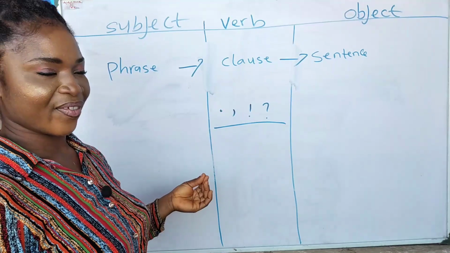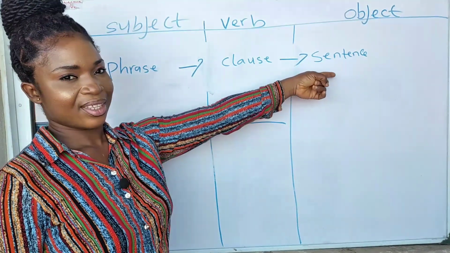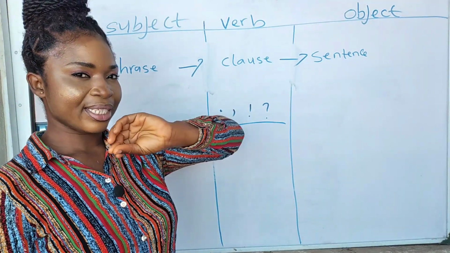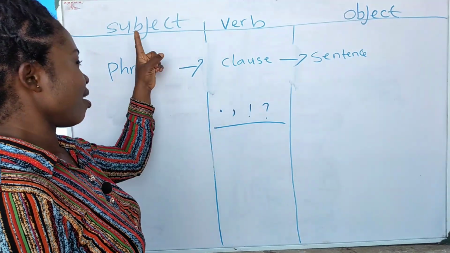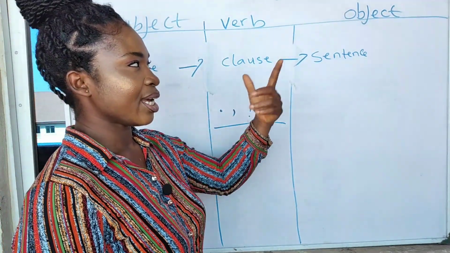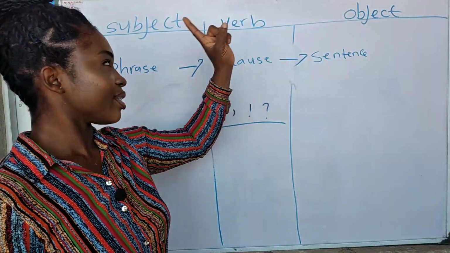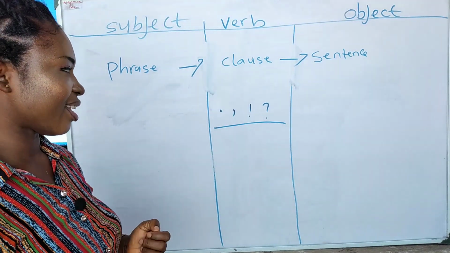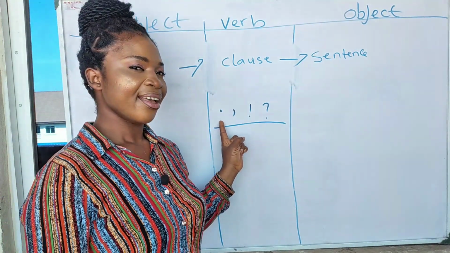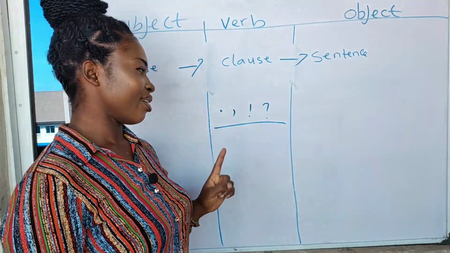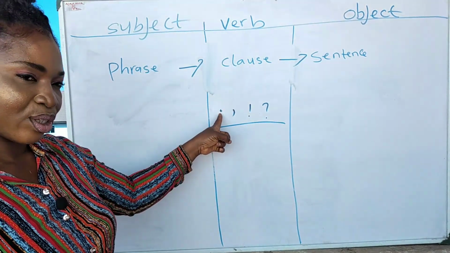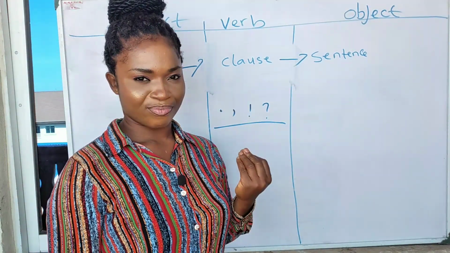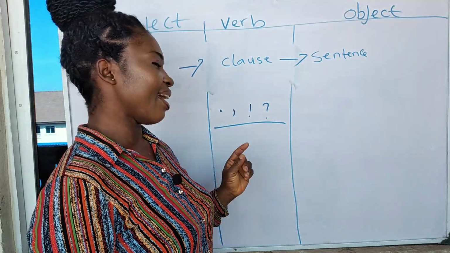Then I made mention of the fact that phrase plus clause equals a sentence, and the sentence rule states that for a sentence to be complete and meaningful, it must have a subject and a verb. It could skip the object, but it must have a subject and a verb. I also said these punctuation marks play vital roles in sentence construction, because the full stop tells you that a sentence is stopping here, and a sentence must begin with a capital letter, then end with this.